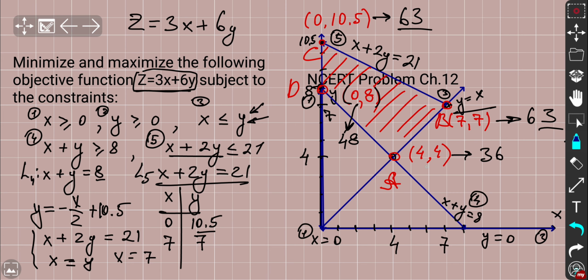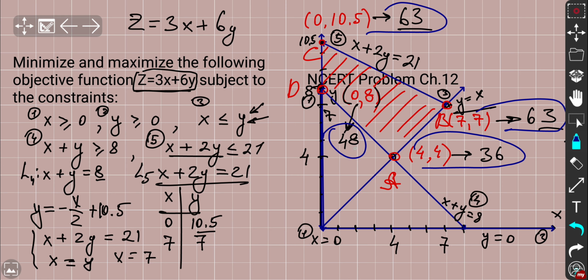Okay, so here, here, here, and the last one is here. So we've got 3 values for z, and definitely 63 is going to be the maximum value, so I can write that max z equals 63, and it occurs at two vertex points. So vertex C here and vertex B. So we've got it at C and B.